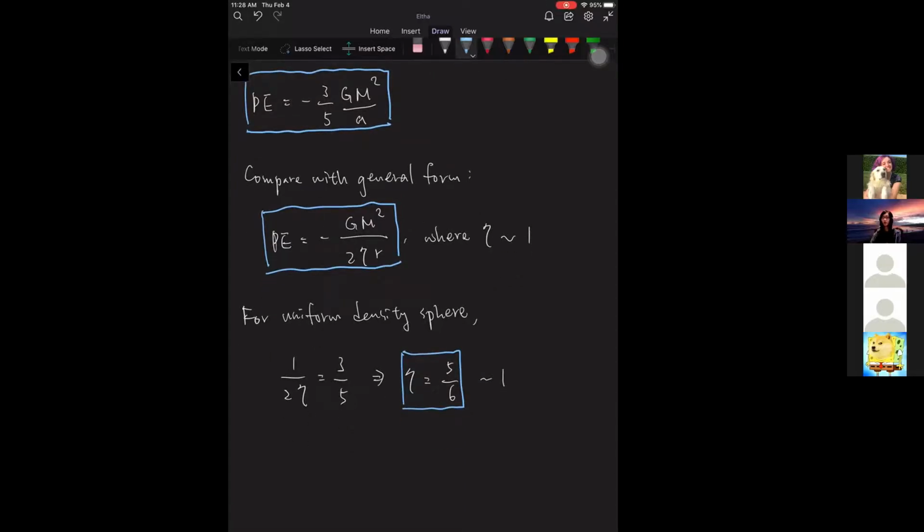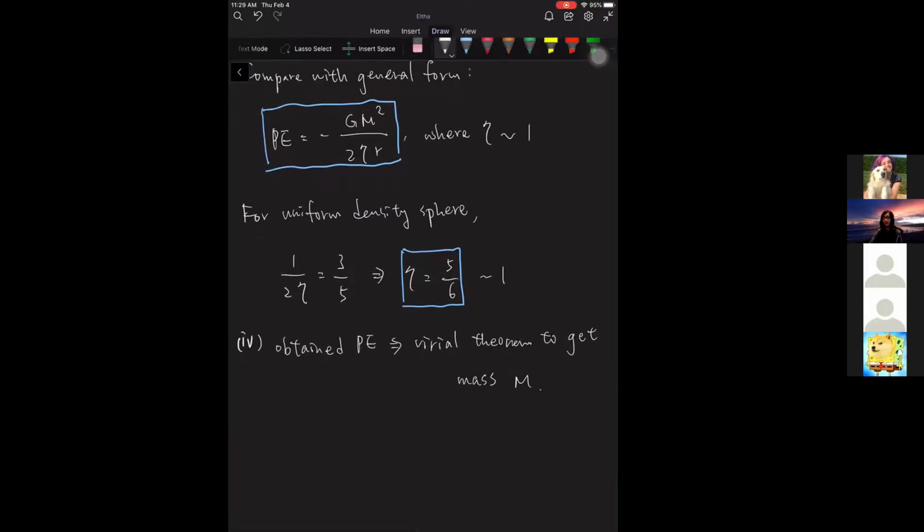All right. So now we have the potential energy, and the last step would be pretty simple. We will just plug this into the virial equilibrium equation. So we have obtained the potential energy, and we will just use the virial theorem to get the virial mass of this object. So just plug this in.